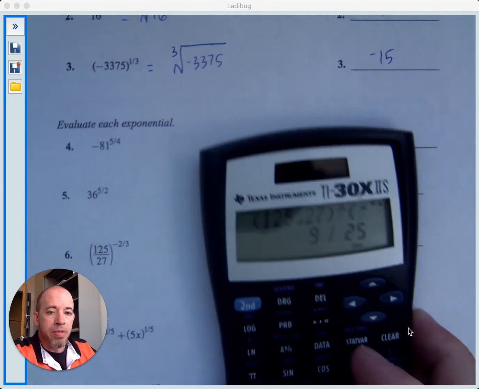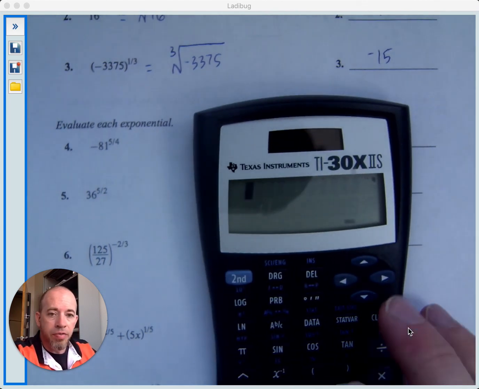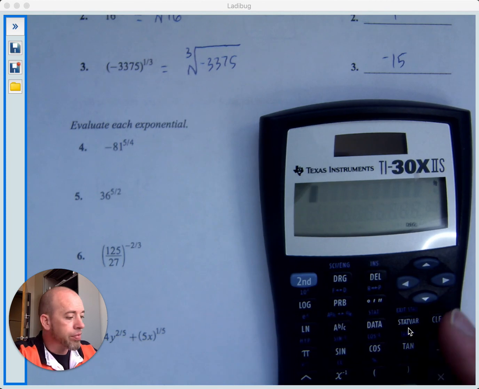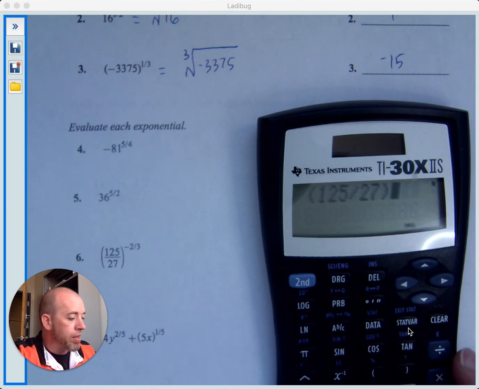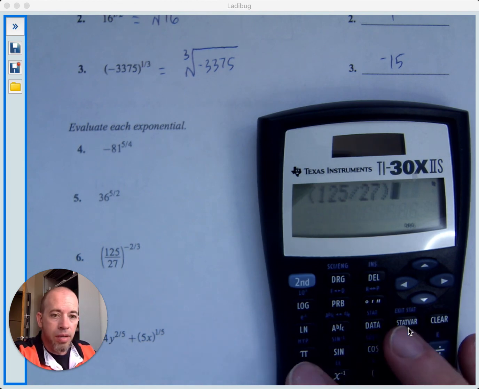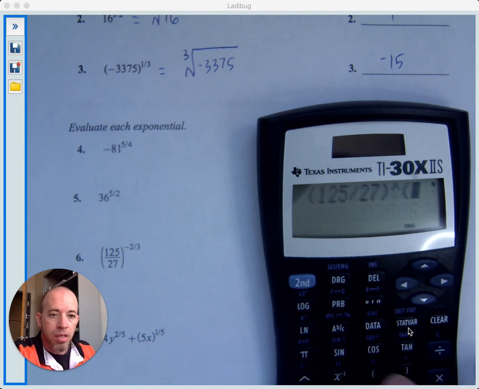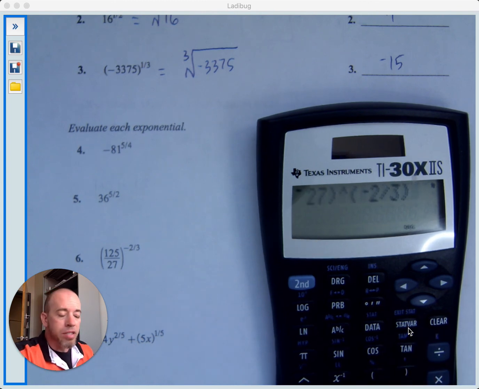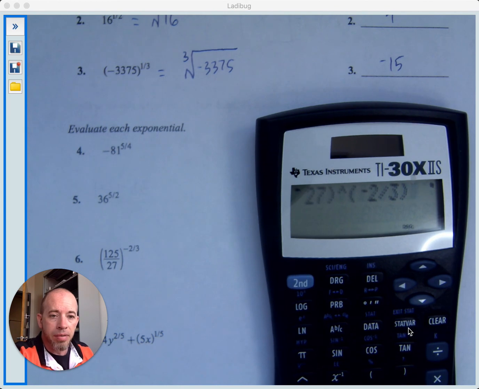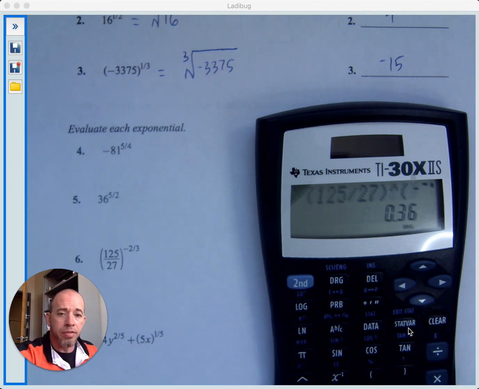I'm going to see what happens if I use the division symbol instead of the fraction bar symbol here. So if I use, let's say, 125 divided by 27, and then take this to the -2 divided by 3, instead of the fraction button, let's see what happens. Yeah, I get a decimal. It's an exact decimal, and that would be fine and correct.